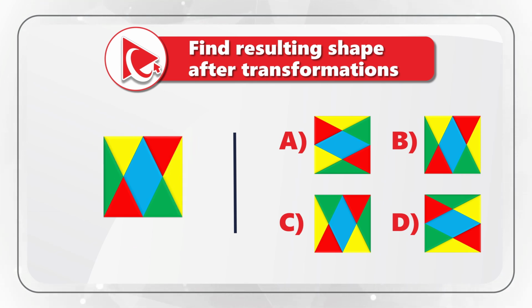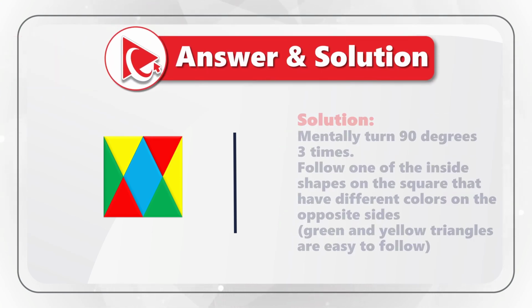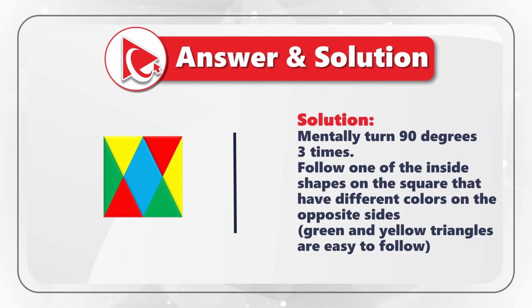So let's do the turning. Let's take the original square and I am going to follow the green triangle on the left.